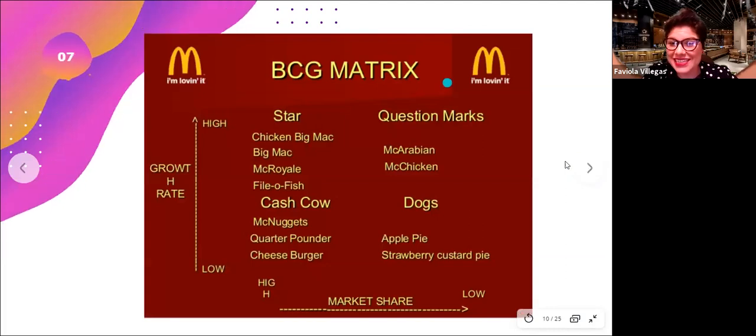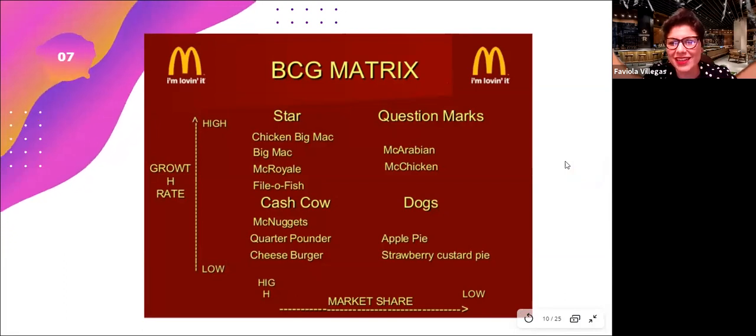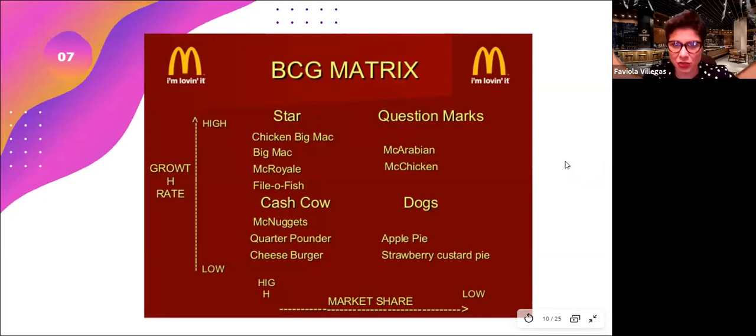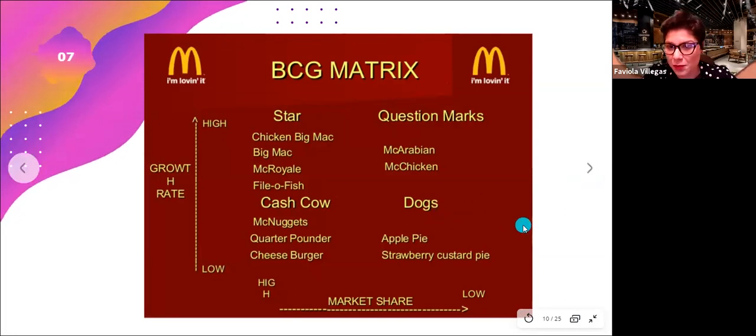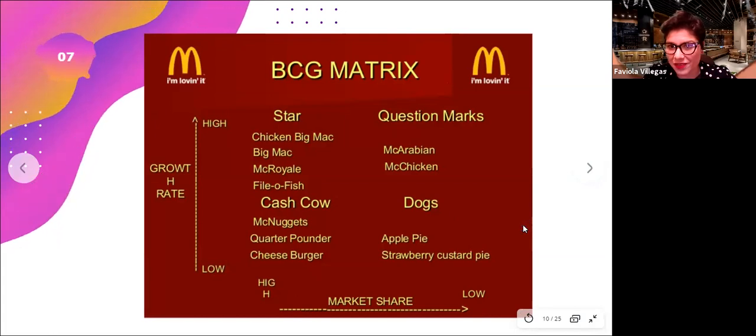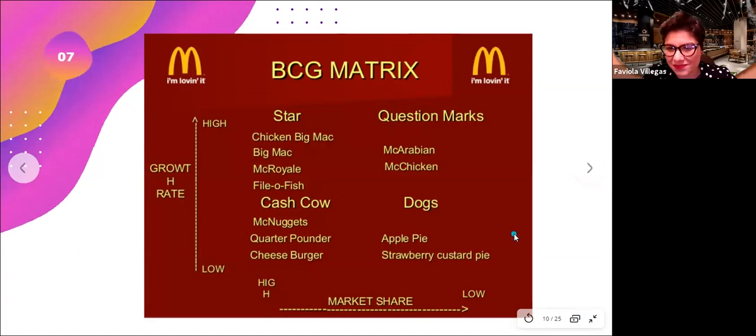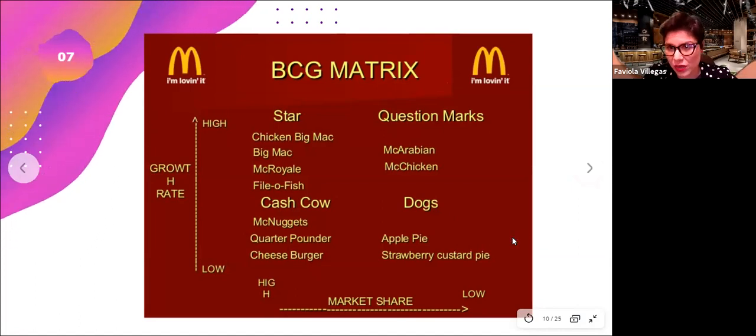And let's see another example, a much clearer example. The BCG matrix. So dogs for McDonald's are apple pie and strawberry custard pie. Those are not big sellers. The market share is low and the growth rate is low as well.